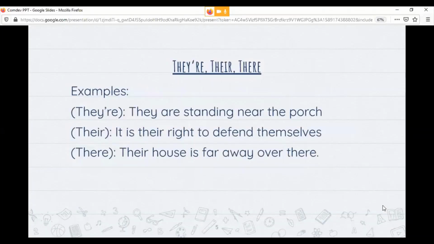As for examples, they're standing near the porch. This can be shortened into they're standing near the porch. Their: it is their right to defend themselves, meaning they, which is a group of people, have the right to defend themselves. And lastly, there: it's pointing at something, which is, their house is far away over there. It's pointing at a place that is far away.